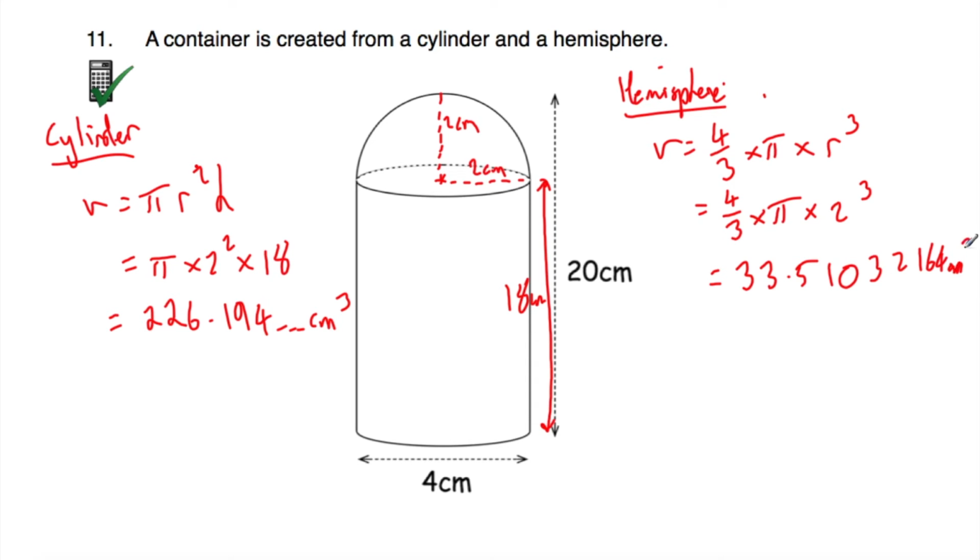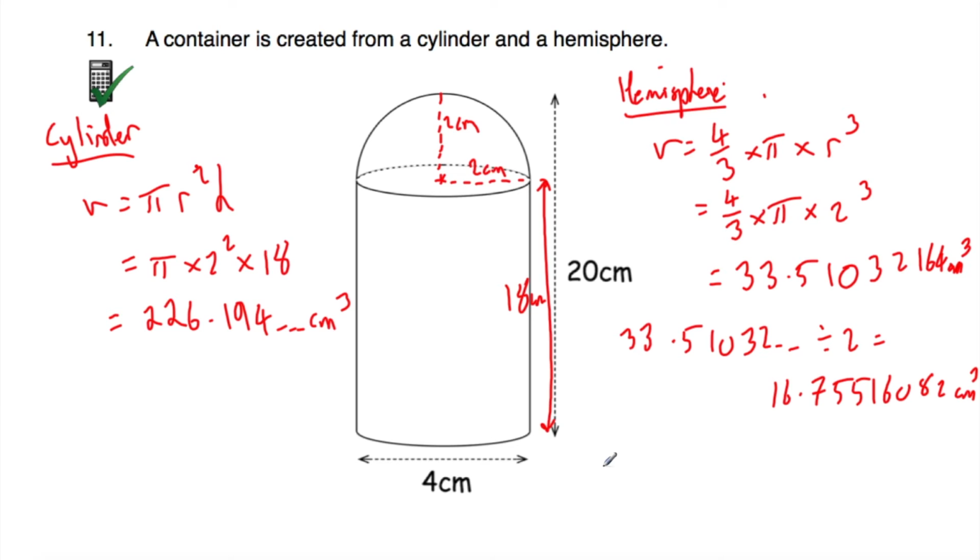33.5103216 centimeters cubed. So we've now found the volume of the whole sphere. We now need to divide by 2, because remember we want to find the volume of the hemisphere, so we need to divide this by 2. So 33.51032 and so on divided by 2 is equal to 16/3 pi, or 16.7551682 centimeters cubed. So we've now got the volume of the cylinder and we've got the volume of the hemisphere. We can just add them together.